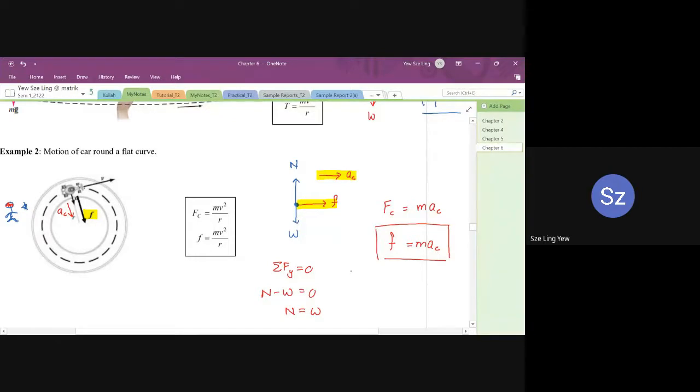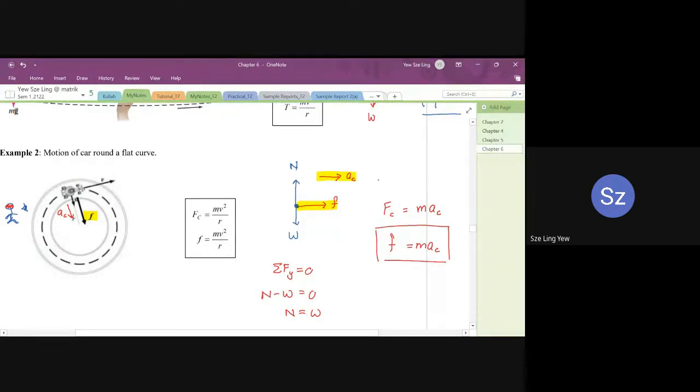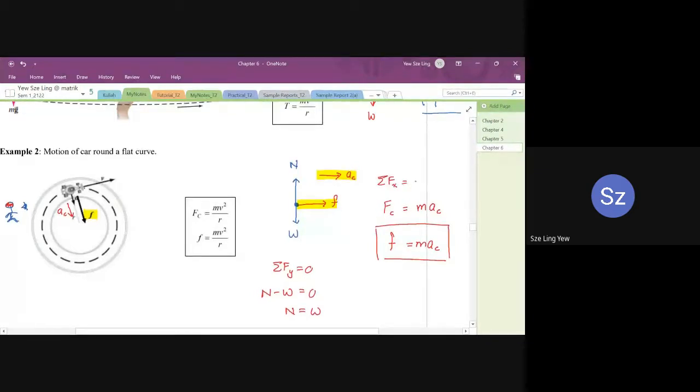The only difference is now that in our X component, summation Fx equals Ma, the X component has acceleration. But we don't write summation Fx. Why? Because now in the X component we have circular motion, we have centripetal force. Therefore, what we are doing is just changing summation Fx into Fc. Actually it's the same. The idea is exactly the same as chapter 4.